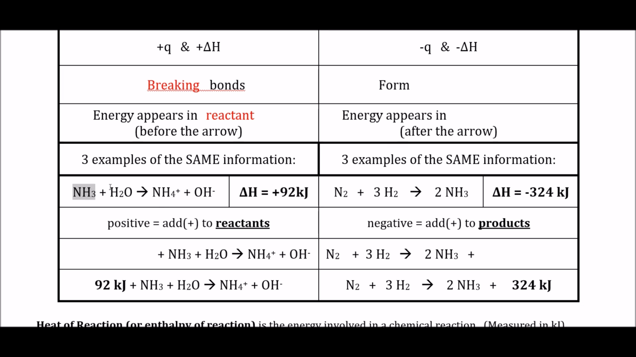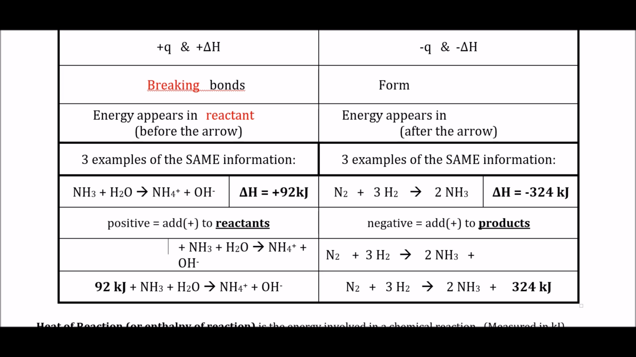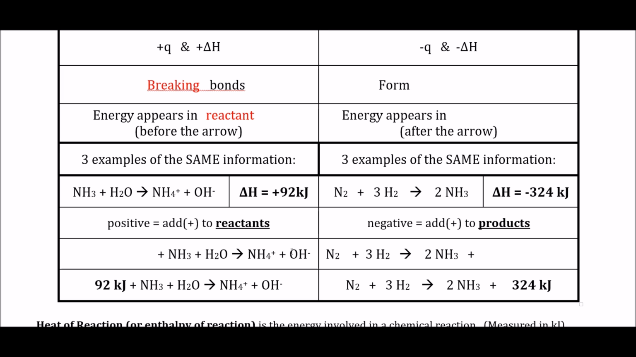So what we do is we take this reaction right here, and we need to add this to the reaction. Because it's positive, we have to add it to the reactants side. So let's add it to the reactant side. We're going to add 92 to this side. And what we end up with is this. It looks just like that. This is an endothermic reaction.